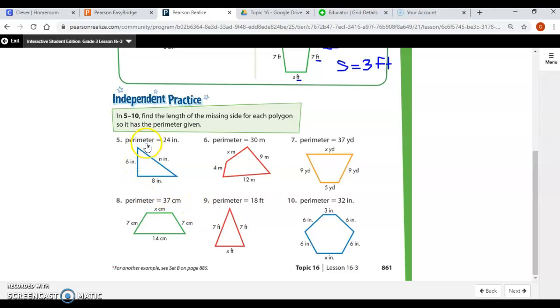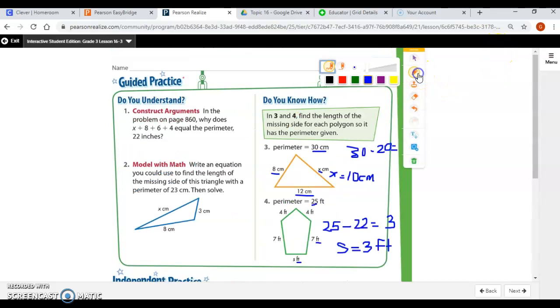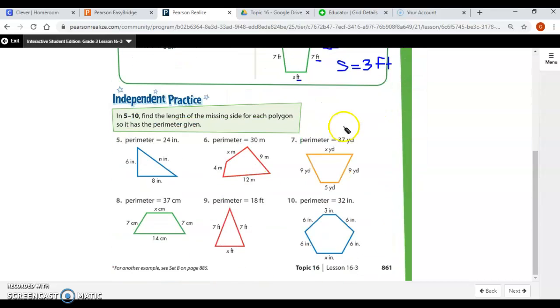Here, the perimeter is 24. It says that we have 6 inches. Let me get back my cursor, I'm sorry. 24, we have 6 inches, 8 inches, and we're trying to find N. So I need to add 6 plus 8 is 14. So that's 24 minus 14. 4 minus 4 is 0. 2 minus 1 is 1. And so N equals 10 inches.